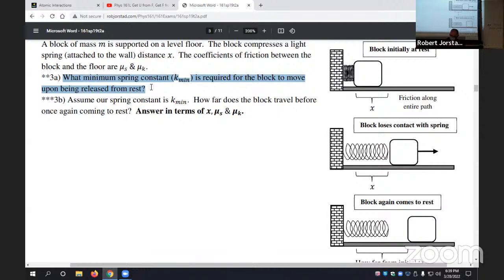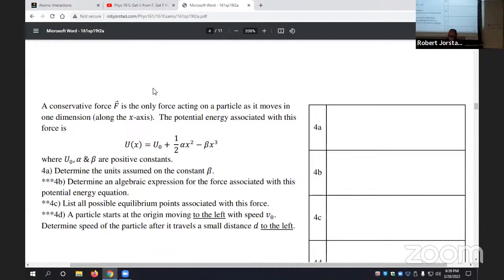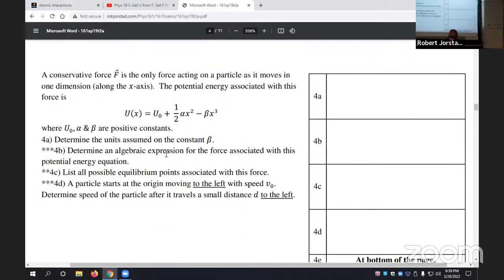The KX from the spring force has to overcome the mu static N. Yeah, so an FBD. All right. Oh my gosh, you've got U equals some ugly looking thing here, right? What are the units? Figure out the force, list the equilibrium. And then notice this part.